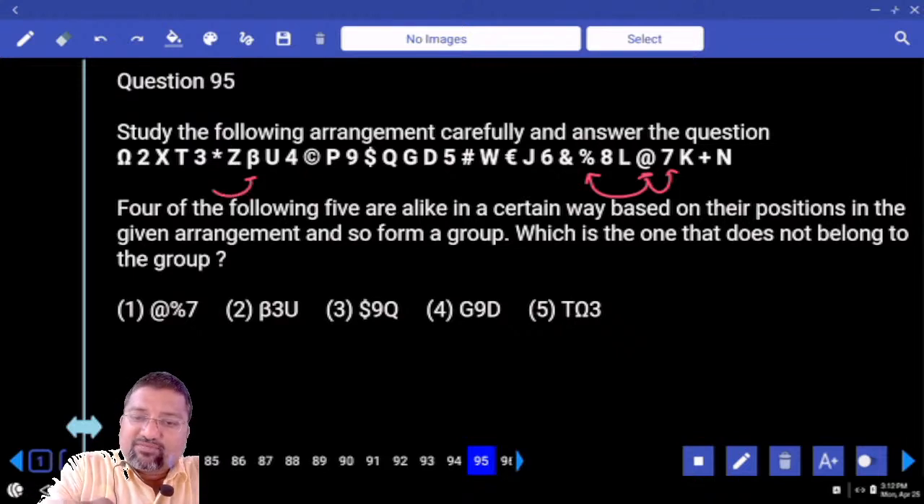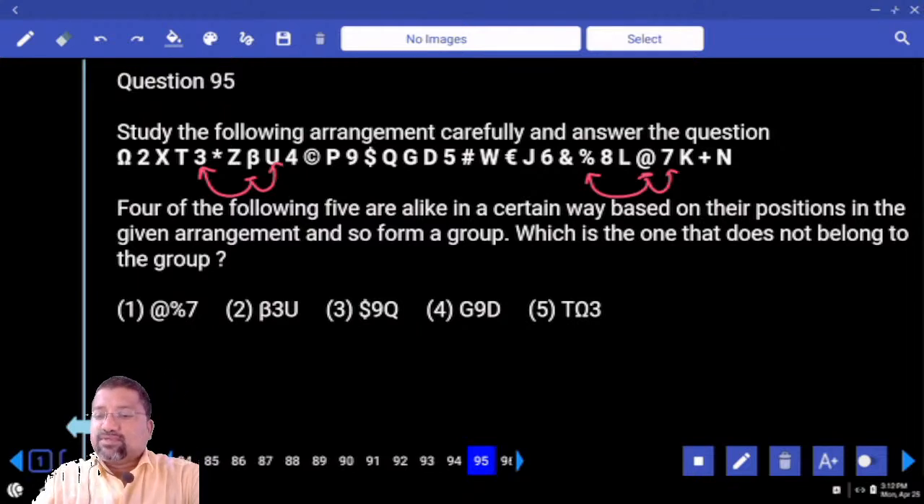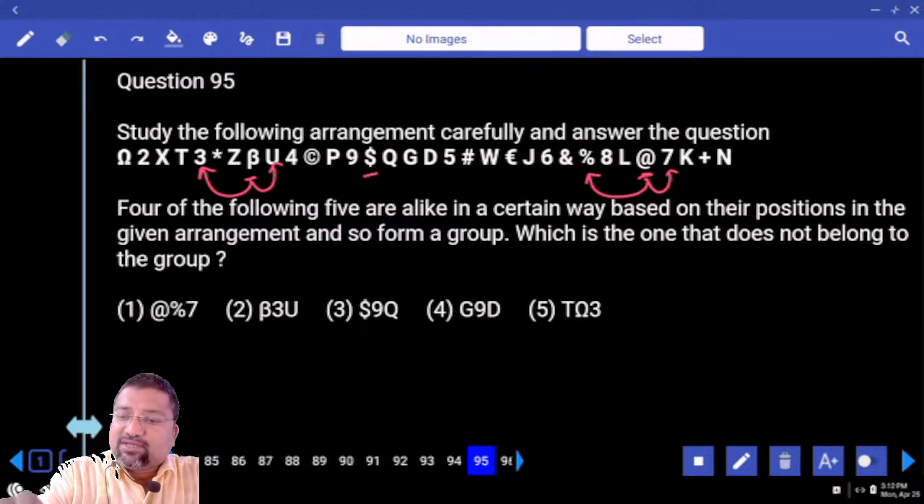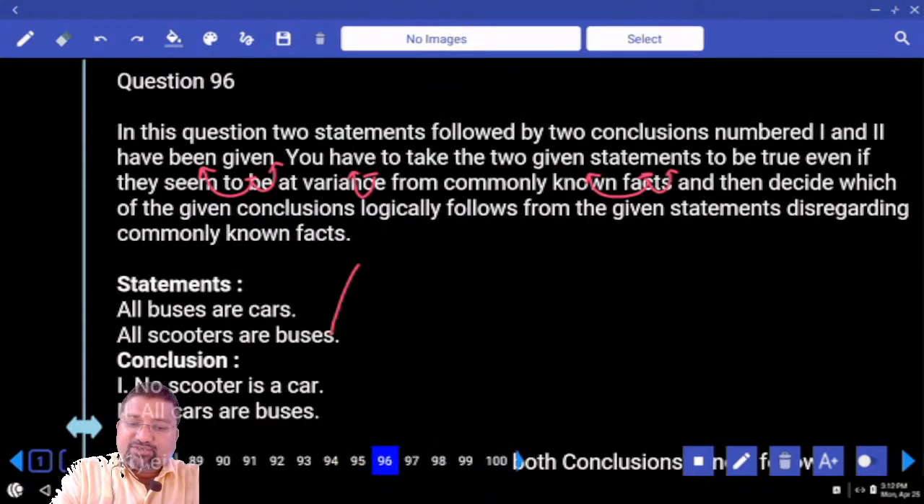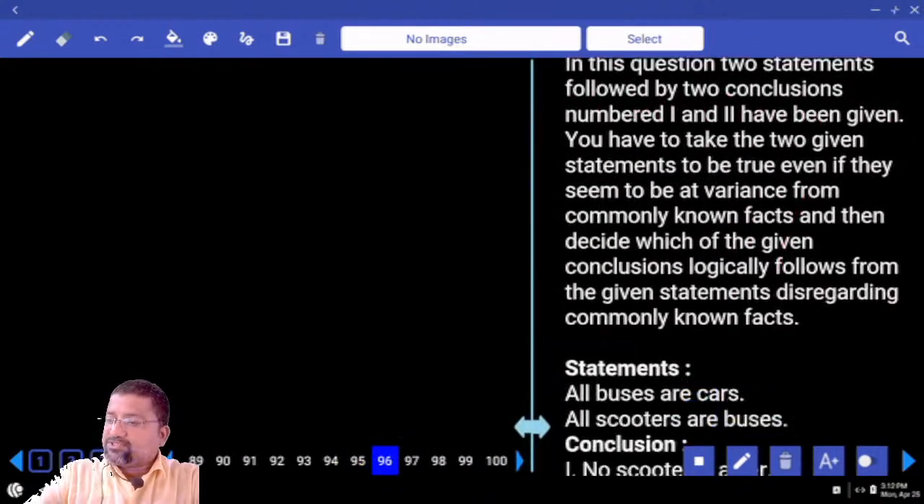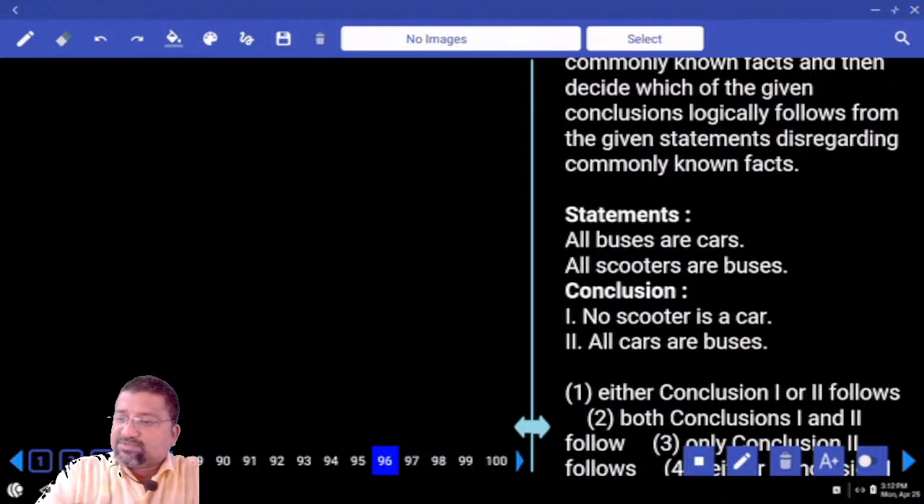Third to the left of beta is 3, immediate right of beta is U. Dollar, this is dollar, but I am 9 is immediate left. Is it following the same rule? No. So directly, which option is my answer? Third option. 96 to 100, these are the questions which are based on syllogisms.